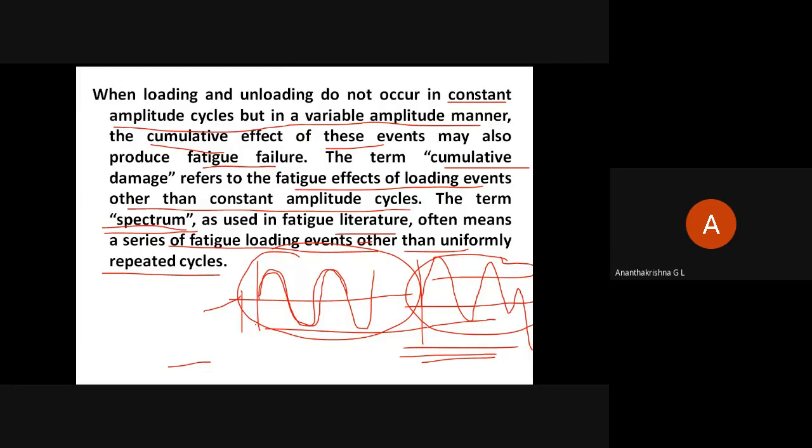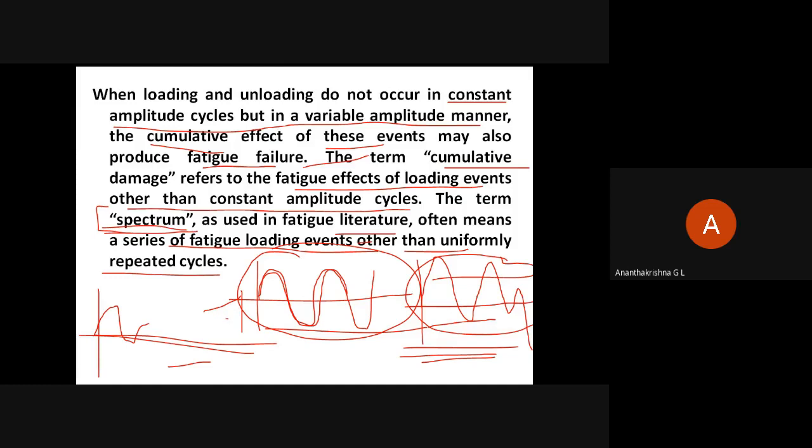When you take accelerometers and transducers and place them near a running lathe spindle, you will get a recording of all the vibrations. Or if you keep it on the lathe bed, or a drilling machine spindle head, or on an aircraft wing subjected to loading cycles, you will get a spectrum of vibrations which will most probably be other than constant amplitude cycles. That is what is called a spectrum. Did you understand what I am telling? Yes, sir. So cumulative damage refers to fatigue effects other than constant amplitude cycles, as I said.